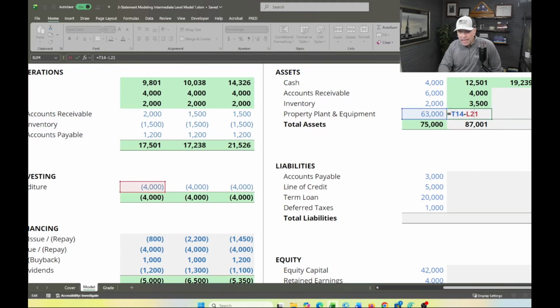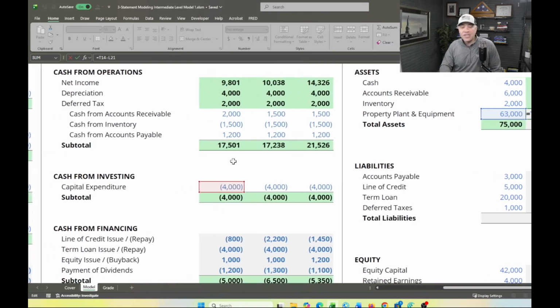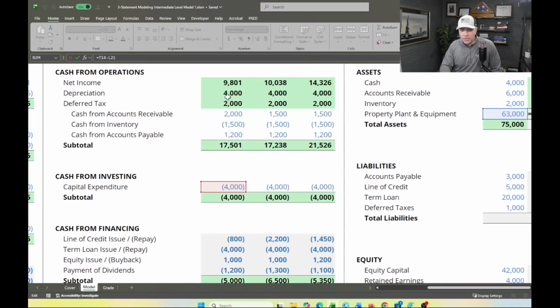Okay. Now, we did this correct, right? We have $63,000. I added in 4,000. Again, this is in thousands, but I'm just going to say it to make it easier. I added it. So now we should have 67. However, property, plant, and equipment has a deduction of depreciation. Depreciation. So that land, all that stuff that we had is going down in value.